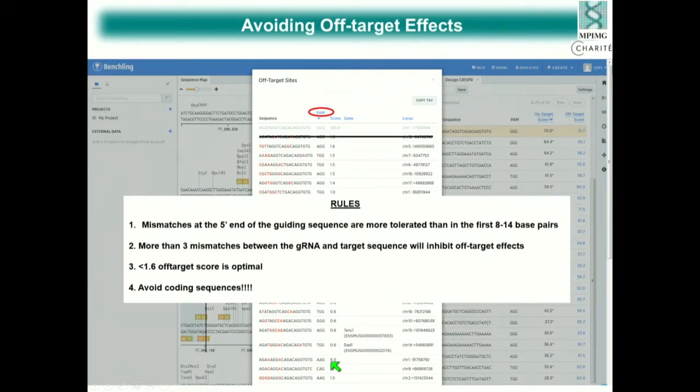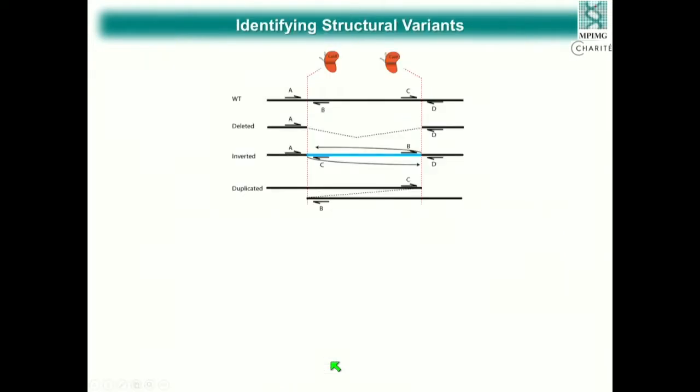So, for example, this guide RNA is not good because the first off-target here has a score of 1.8. And of course, what you want to avoid is coding sequence. So if you have an off-target in the middle of a repeat or something, it's not so important. If it's an off-target effect that occurs in a gene, then it might be a problem.